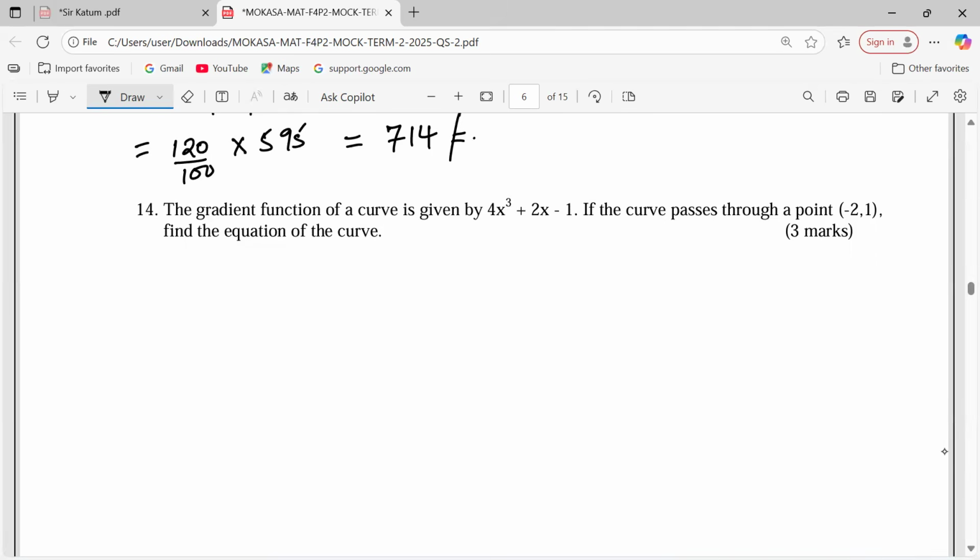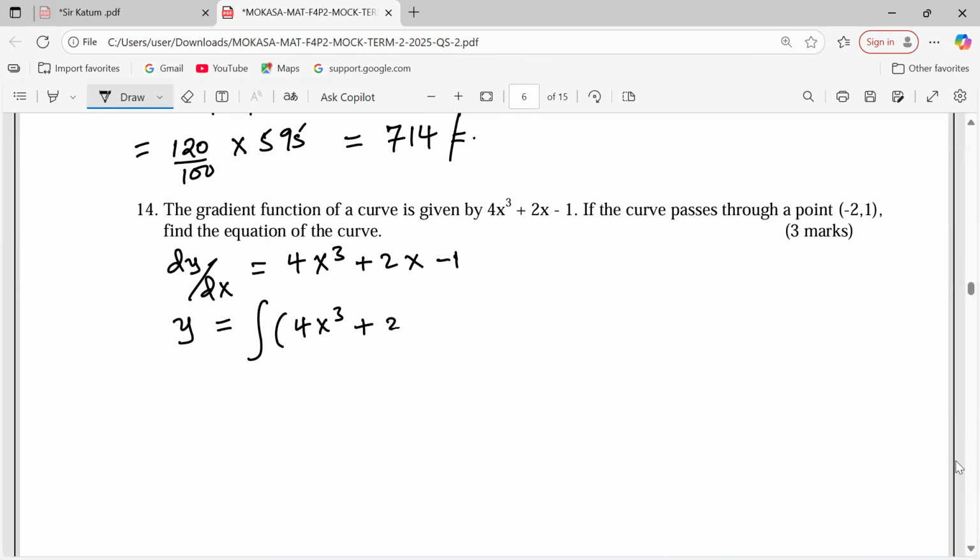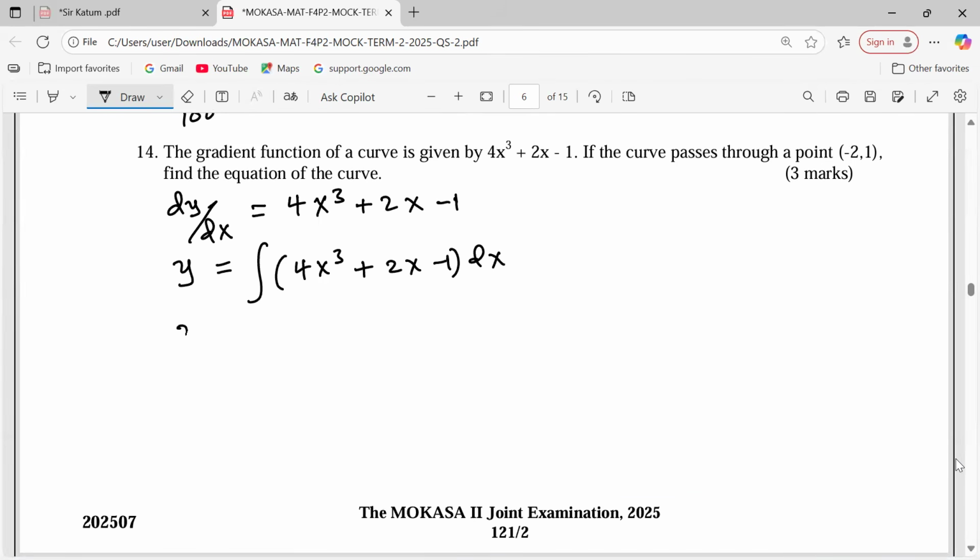So we're supposed to tell ourselves this gradient function is always the differentiated function. In other words, dy dx. We have already differentiated y, and we are getting this. So how can we get back to y? By simply doing the reverse of the derivative. If that was the derivative, now we do the integral. We integrate 4x power 3 plus 2x minus 1 with respect to x.